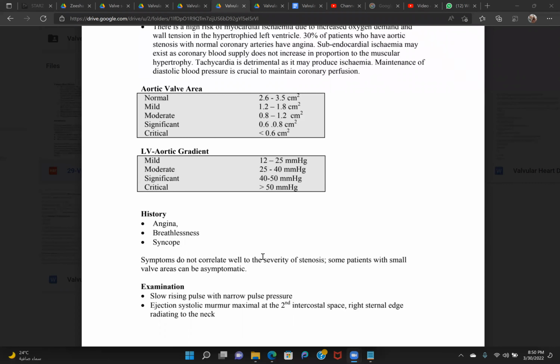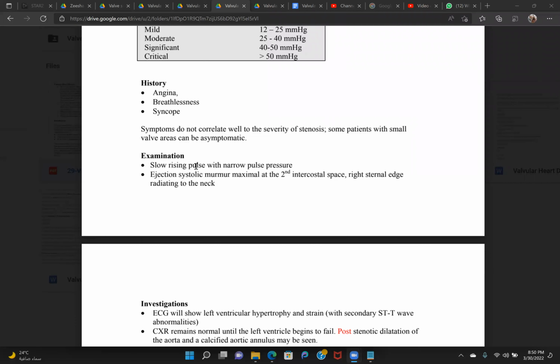The rest of the things are the same: same transvalvular pressure gradient, same valve size. Symptoms are a little bit different, maybe more severe here. This is a slow rising pulse with narrow pulse pressure. The diastolic pressure is more. And there is an ejection systolic murmur, because if the door is closed, not opening properly, while the systole occurs it is going against resistance. That's why the ejection systolic murmur occurs.